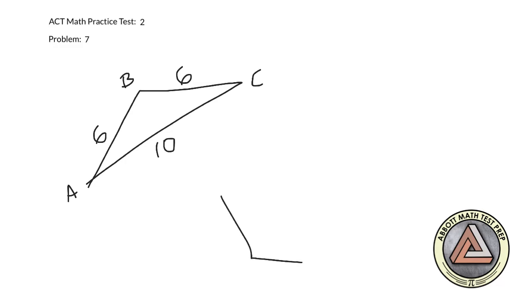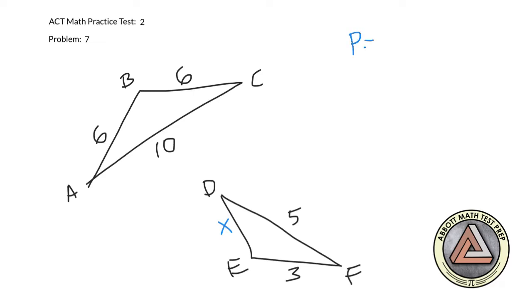We also have DEF over here, which is 3 and 5. And then we have this sort of missing side length here. And we want the perimeter of this one. So we know the answer already. In fact, you might want to write this equation right out the gate. The answer is going to be x plus 3 plus 5, which simplifies to x plus 8.